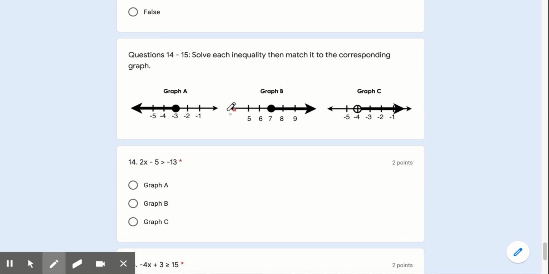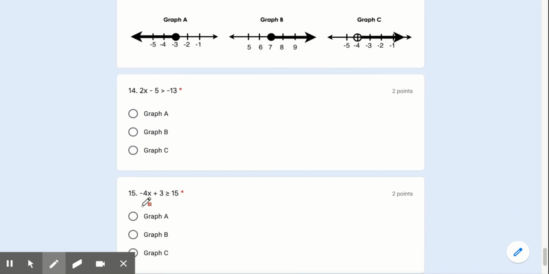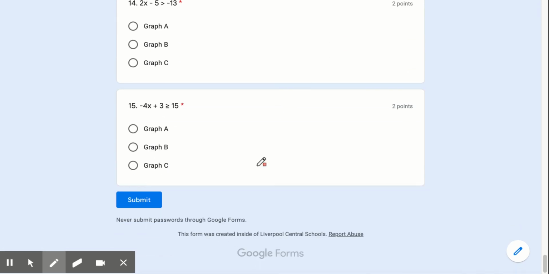Questions 14 through 15, solve each inequality, then match it to the corresponding graph. So you're going to go ahead and solve these. So 14, 2x minus 5 is greater than -13. You solve that, and which one does it match? Graph A, graph B, or graph C? The second one, -4x plus 3 is greater than or equal to 15. Solve it. Does it match graph A, graph B, graph C?